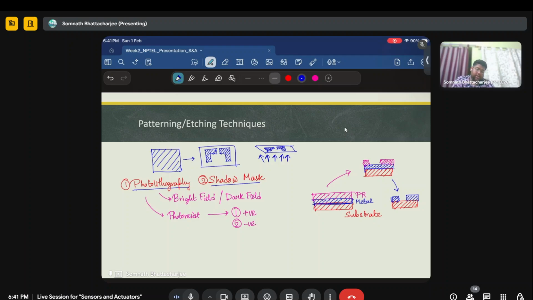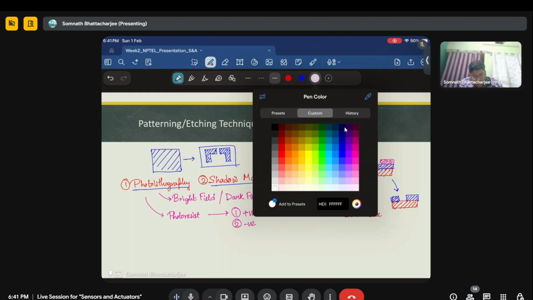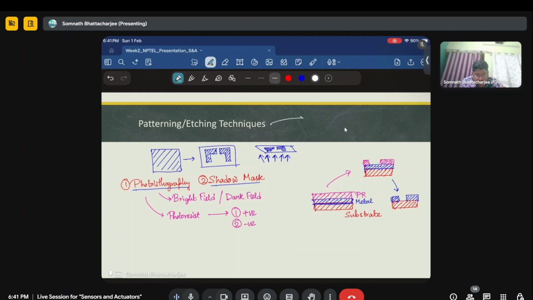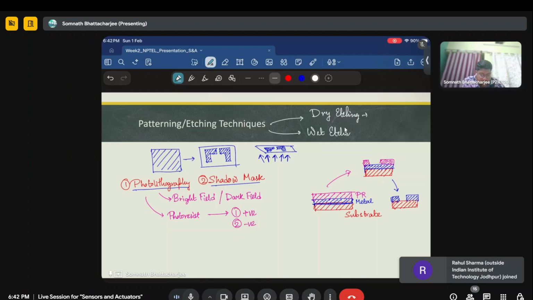So what is etching? In etching, you are etching away the material that is not needed or not necessary in your case. So there can be two different kinds of etching as well. Let me talk about etching first, and then I'll move on to photolithography. So there can be two types of etching. There can be a dry etching technique. So there are two types of etching: dry etching and wet etching.